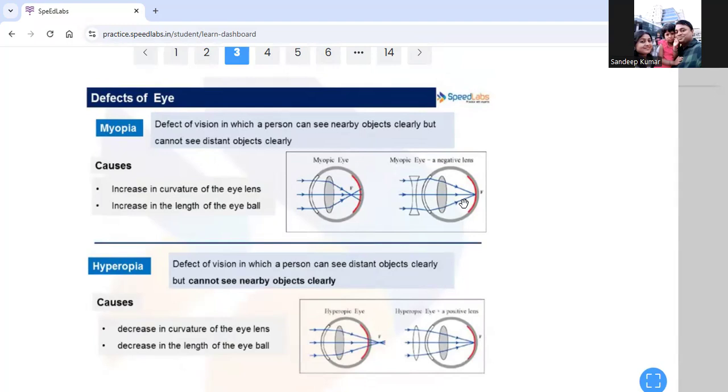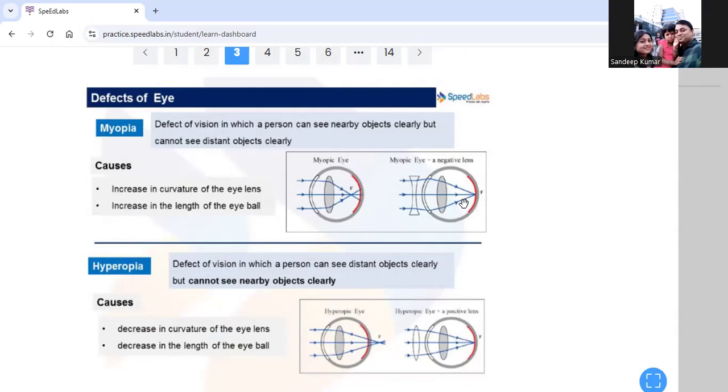Actually, the image should form at the retina, right? When light is coming from distant objects, it meets in front of the retina. So distant objects appear blurred for the myopic eye. We can correct this defect by using a concave lens, a diverging lens. Light will first diverge, then it will meet exactly at the retina.